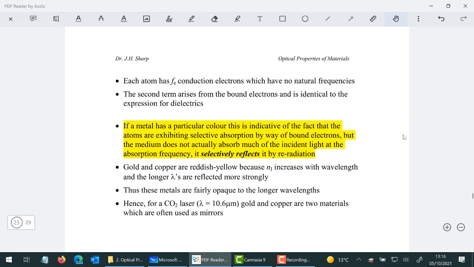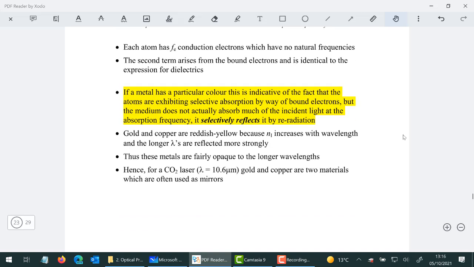So if each atom has Fe conduction electrons and they have no natural frequencies, then they will be oscillating, as I say, out of phase with the incoming electric field. The behaviour of the bound electrons, whether they're in phase or out of phase, will depend on the driving frequency. So that second term for the bound electrons is exactly the same as the one we had for dielectrics, for insulators. And so that will give us a basic understanding of what's happening at that level. But as I say, the free electrons are the ones which dominate.